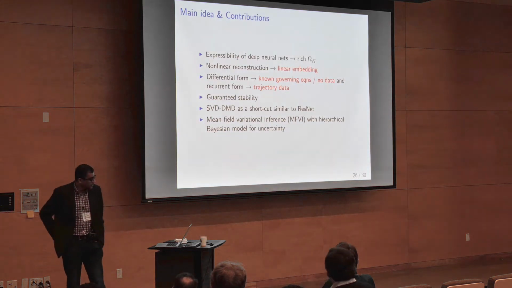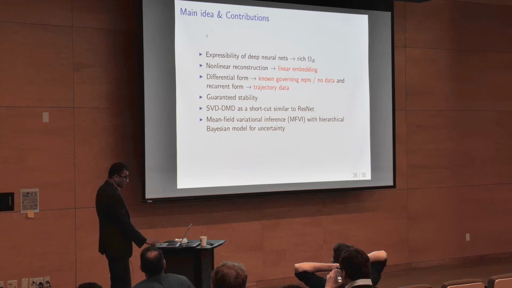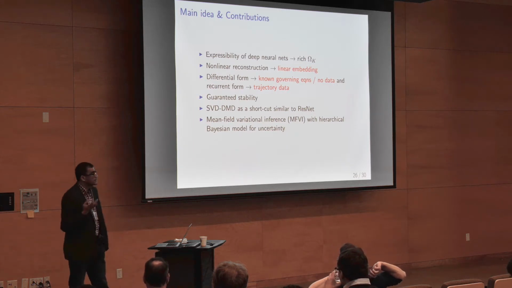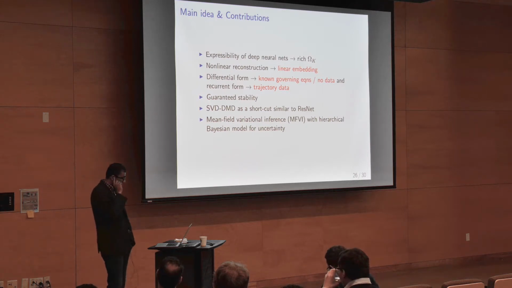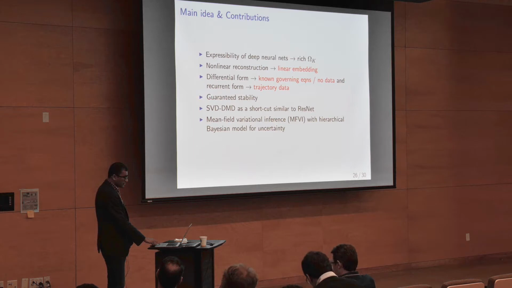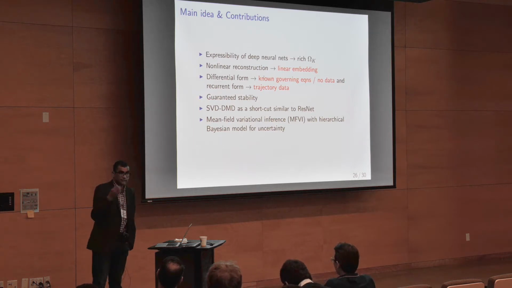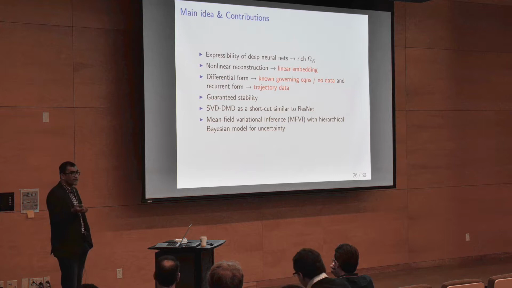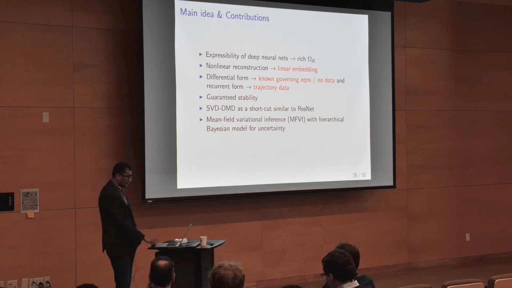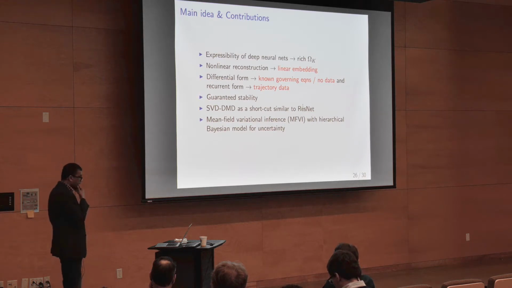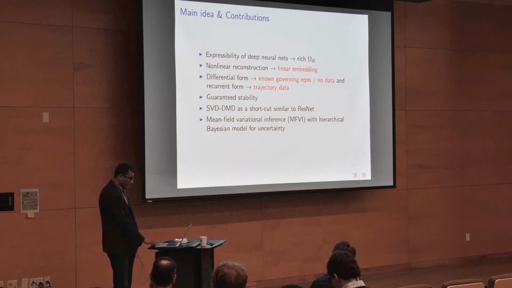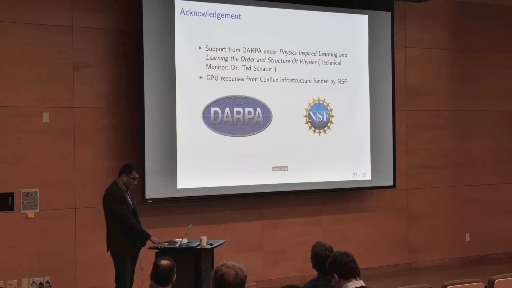Okay, last slide. We use these deep neural nets. We leverage the power of expressibility of these methods, and we develop this linear embedding. There were two forms. I focused mostly on the differential form, where you know the governing equations and you don't have data. But there's also the recurrent form that at least I showed the results for. The guaranteed stability is a nice property. And just like ResNets, we encode what we know, and that's helping us in a very big way. And we have a methodology to quantify uncertainty as well.